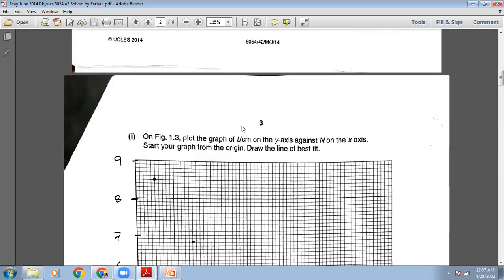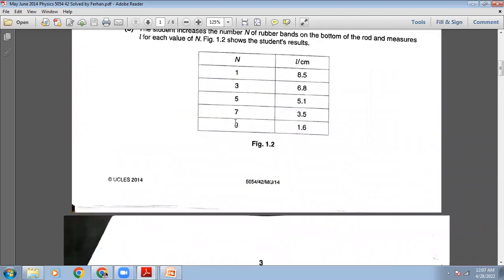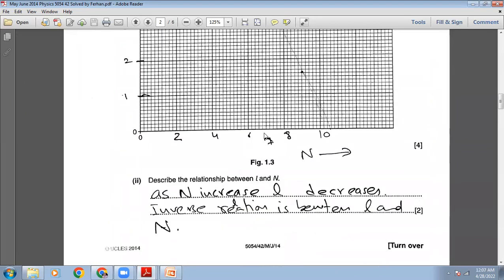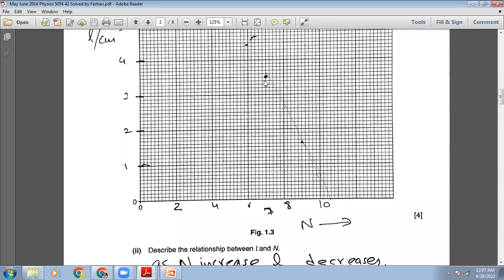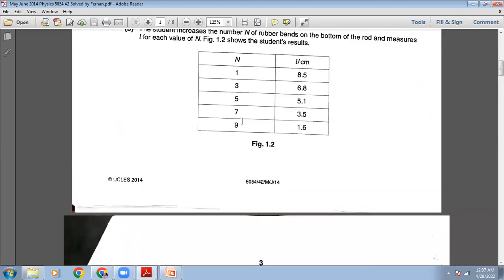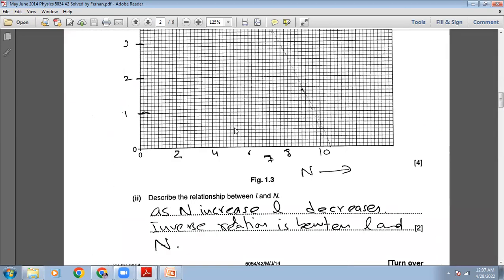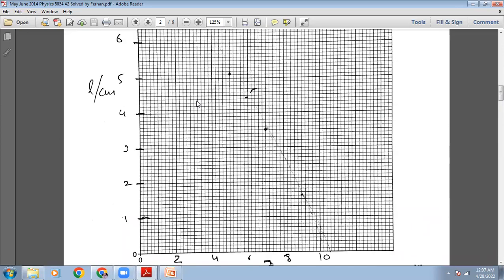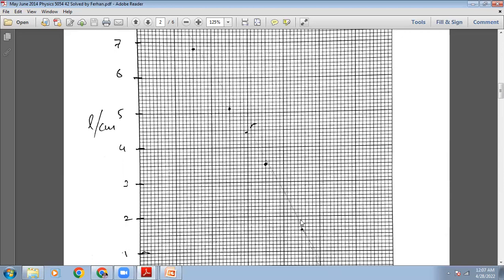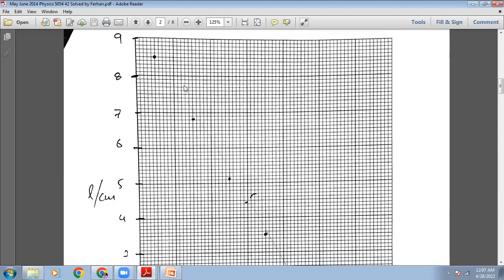Put a dot here. Then at seven you have 3.5. And at nine you have 1.6. So put these dots, and then we will join them with a line of best fit.